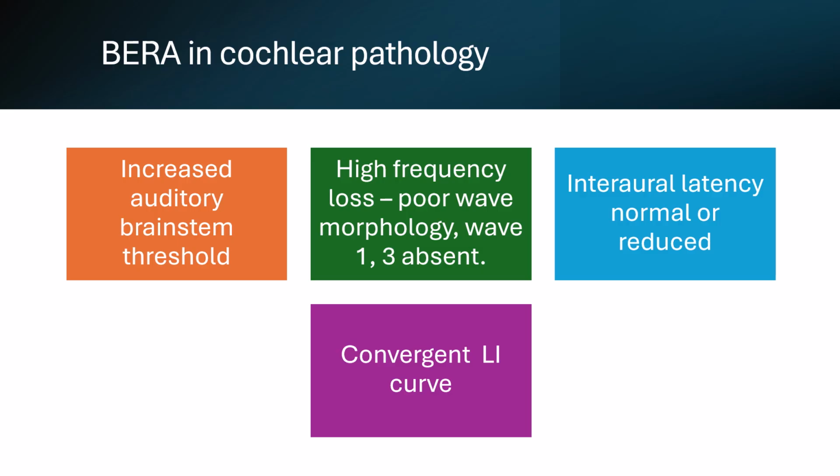Now, BERA in cochlear pathology, what is seen? Cochlear loss shows increased threshold, especially at high frequencies. So this threshold is increased. There is poor wave morphology, and wave 1 and sometimes 3 may be absent. The interaural latency difference is usually normal, but mind you, unlike in retrocochlear where the latency is increased, in cochlear it may be normal or it may even be slightly reduced.